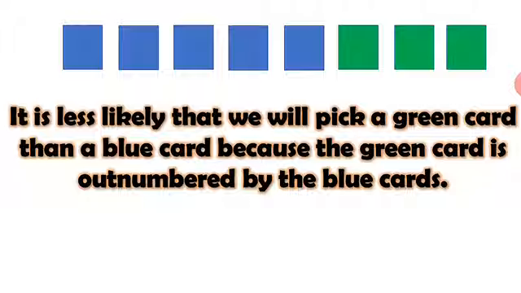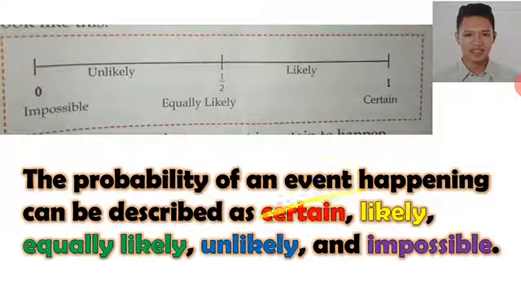The probability of an event happening can be described as certain, likely, equally likely, unlikely, and impossible. You can see it in this number line. If it is 0, then it is impossible. In between 0 and equally likely, or 50%, that is unlikely. In between equally likely and certain, that is likely. And certain means there is a 100% chance that an event will happen.